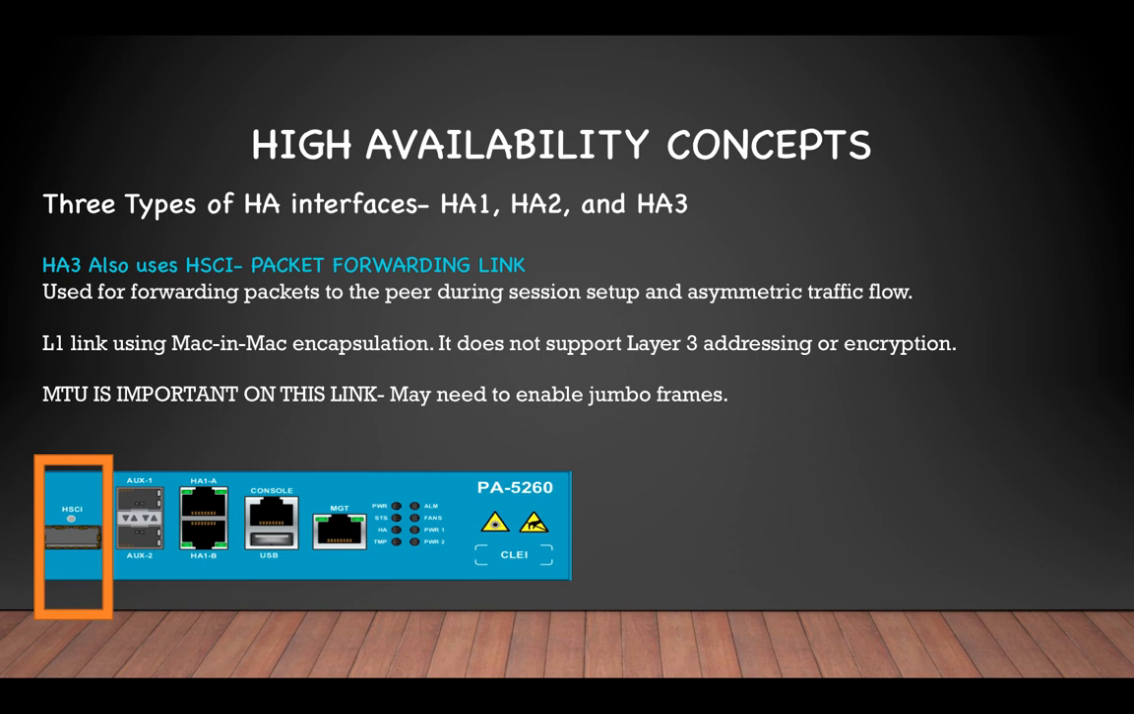As you can see, it doesn't support layer 3 IP addressing or encryption. Since we do encapsulation, MTU can become an issue here. The firewall will automatically configure the MTU on the HA3 interface correctly, but if you send other non-IP traffic across this link, we can run into fragmentation across the link. I've seen a number of customers enable jumbo frames to keep traffic from fragmenting across this link.